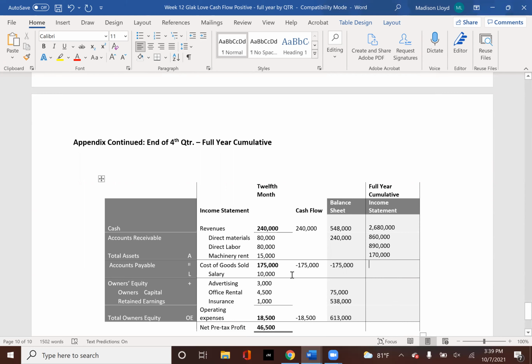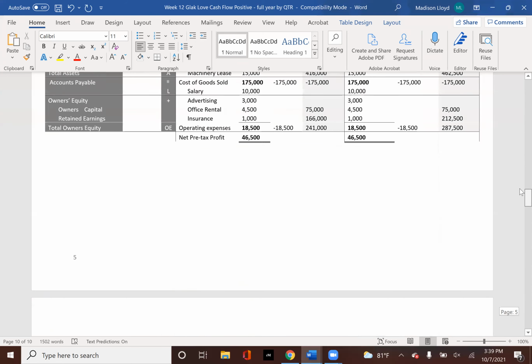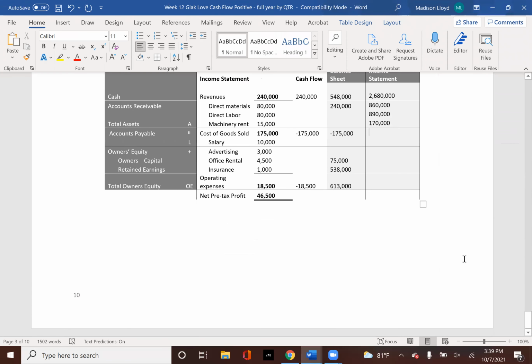All right, our cost of goods sold, $175,000 times 10, 1.7 million. Go up to your first and second month. We've got plus $60,000 and plus $110,000. Gives you $1,920,000.